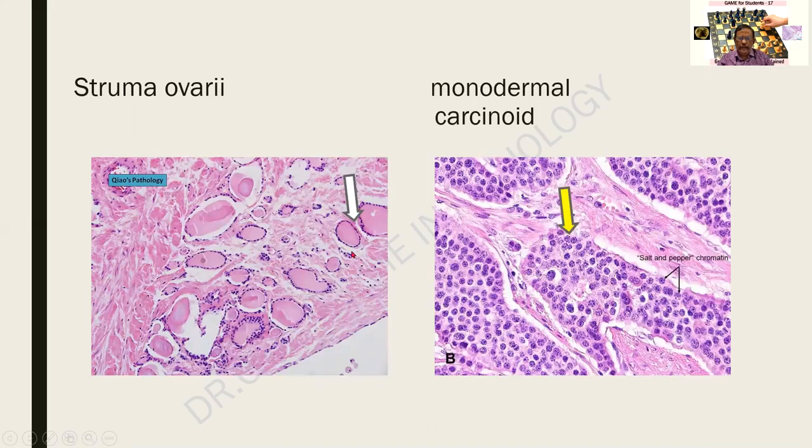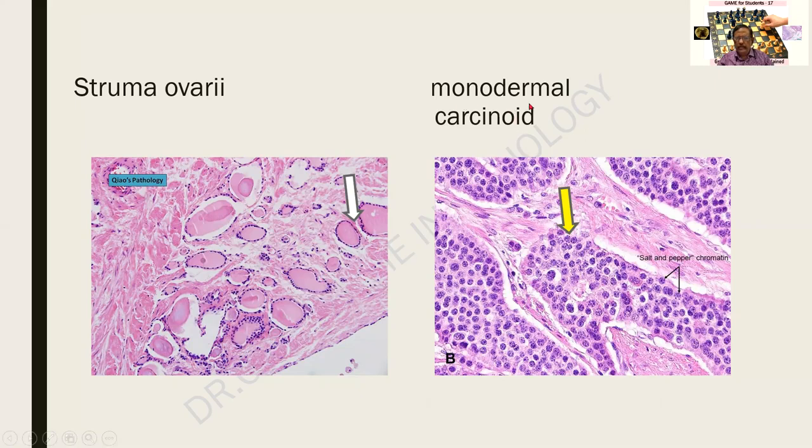Struma ovarii. It is a specialized type of teratoma in which I am finding tissue which is resembling the thyroid follicles. So I am finding multiple follicles which are filled with homogeneous eosinophilic colloid. If a student is given this, they may think that it is a thyroid. So it is struma ovarii.